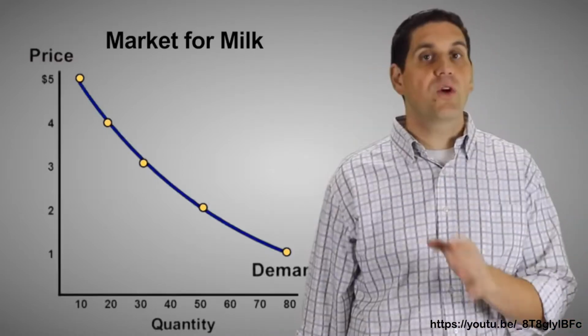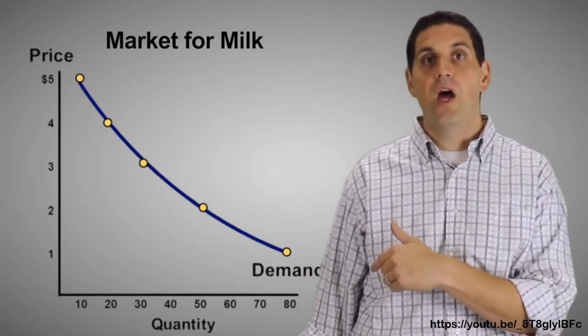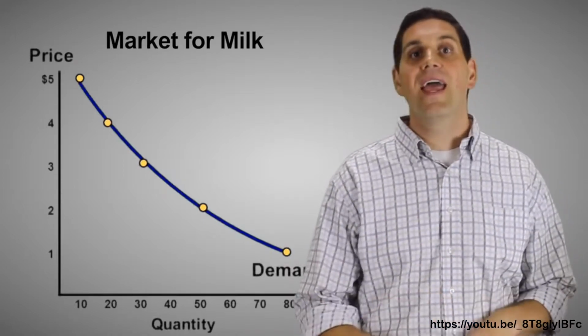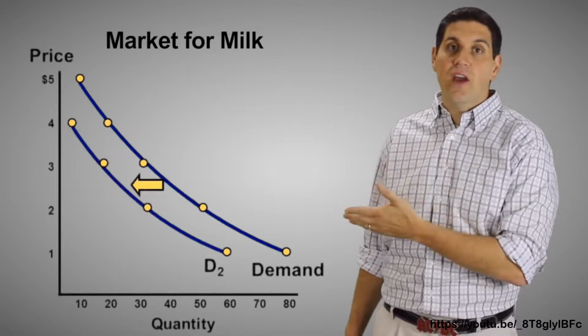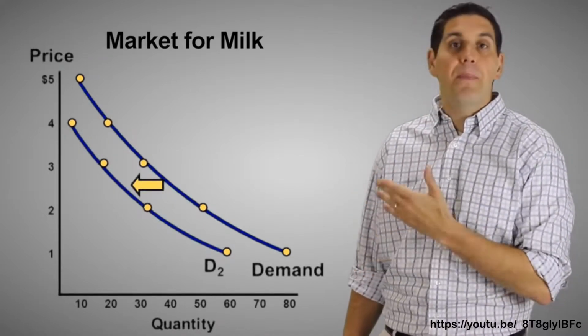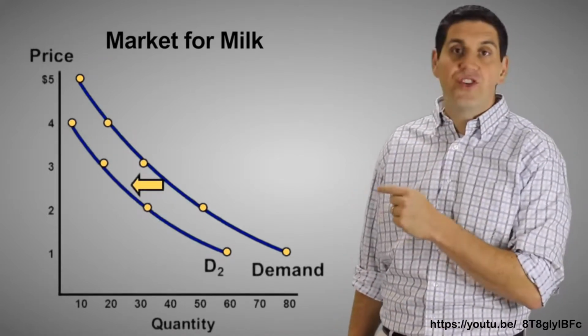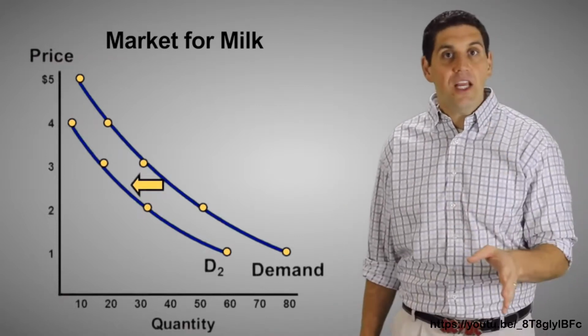So a change in price moves along the demand curve, but if something else other than price changes, it'll actually shift the demand curve. For example, let's say a study comes out that says milk causes baldness. That would cause the entire demand curve to shift to the left. At every single price, people are going to buy less, and so the curve shifts to the left. That's called a decrease in demand.